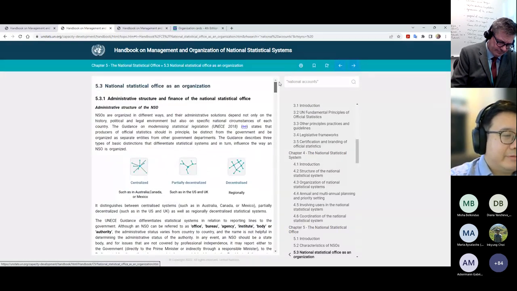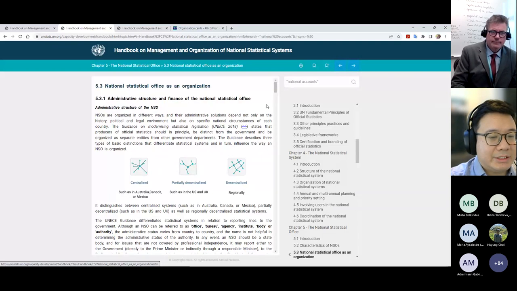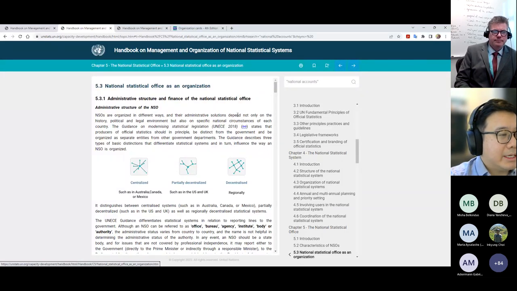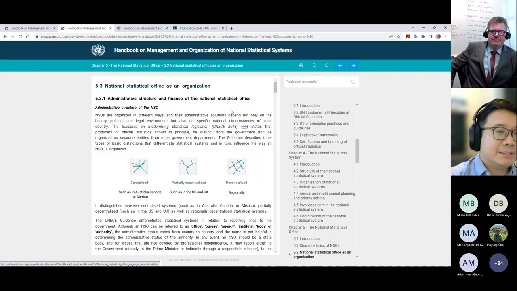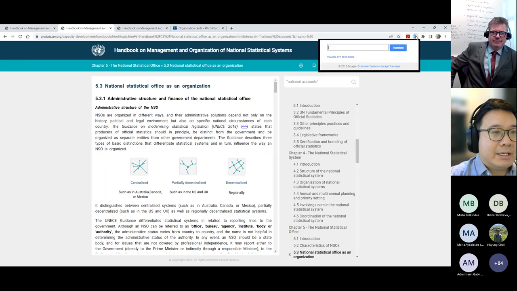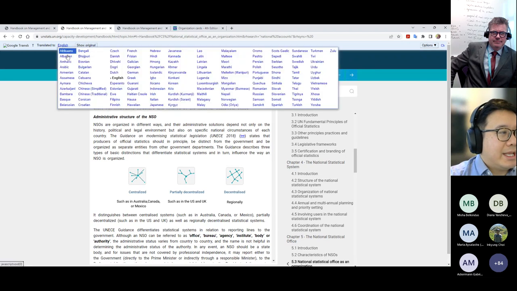Now we have a lot of feedback from users that asked for translation of the handbook. And unfortunately we didn't have the resources to translate to all official languages. So as a stopgap, we recommend using Google Translate. There's an extension for Google Translate for most major browsers. I'll just give you a quick example of it here. You can see it here on my bar. If I click it and I click translate this page, I can choose what language I want the page translated to.